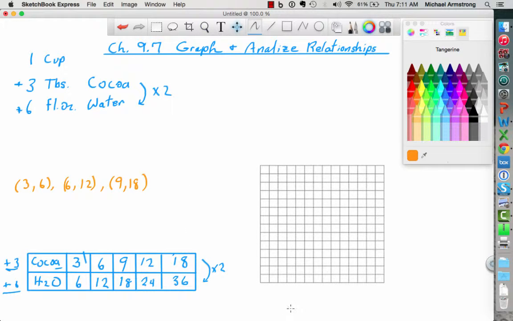Now they showed you that the cocoa goes down here and that the water goes on the vertical axis. And you know, this is a line pointing forever in this direction, the y-axis, and this is a line pointing forever in that direction, the x-axis. Okay, and the first one is always this bottom one. So we need to make sure we recognize the first one is cocoa, and that cocoa is along the bottom.